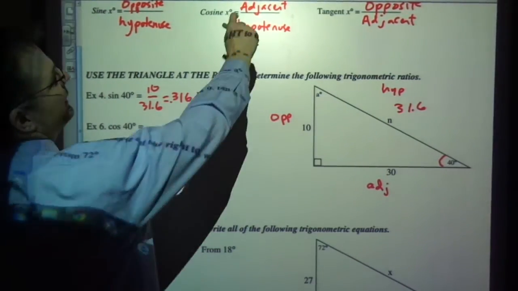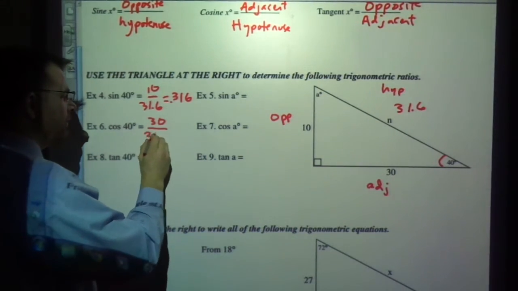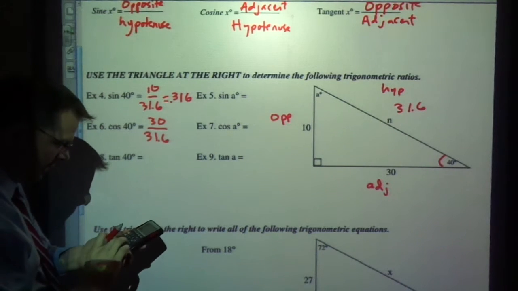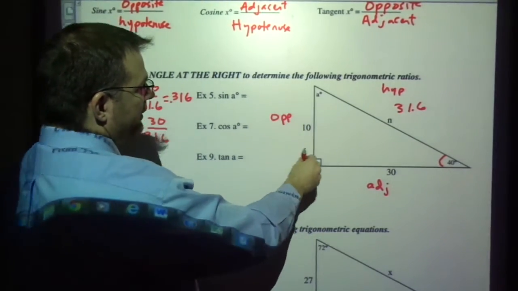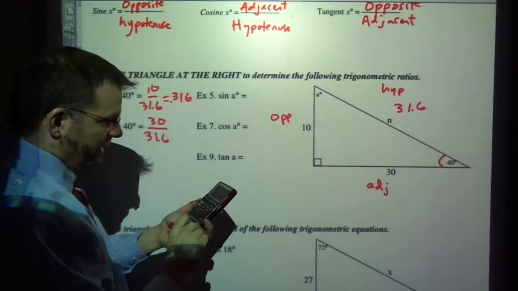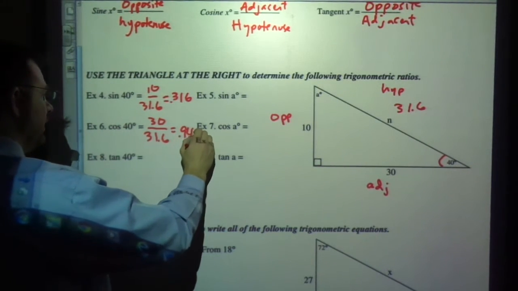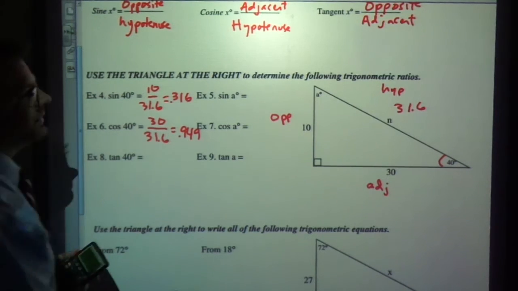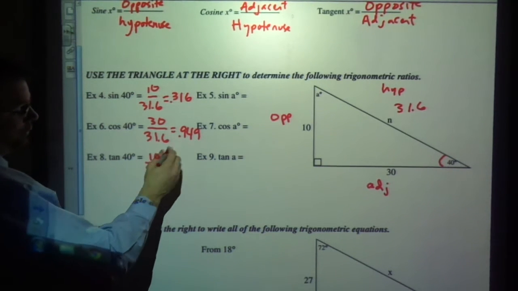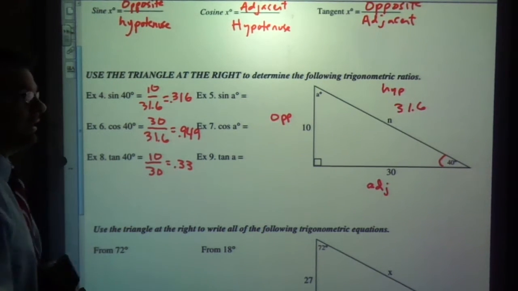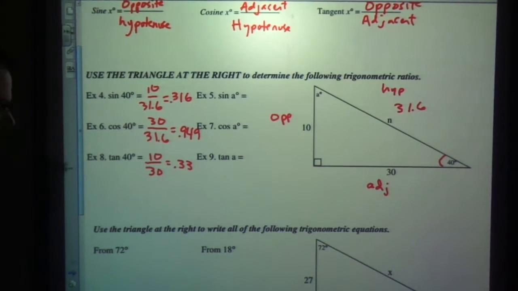Cosine of 40 degrees. Cosine is adjacent divided by hypotenuse, so that is 30 divided by 31.6. If I do that, 30 divided by 31.6, it's almost as far as it could possibly be. The distance away is almost 100%. It is 0.949. The tangent of 40 degrees is opposite over adjacent. So that is 10 divided by 30, which is 1/3, which I can do in my head, 0.33. So the height is only 33% as far as the width.